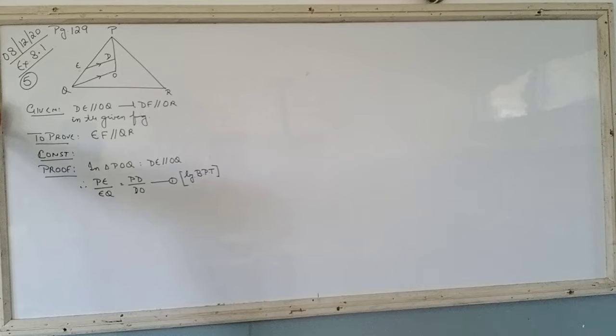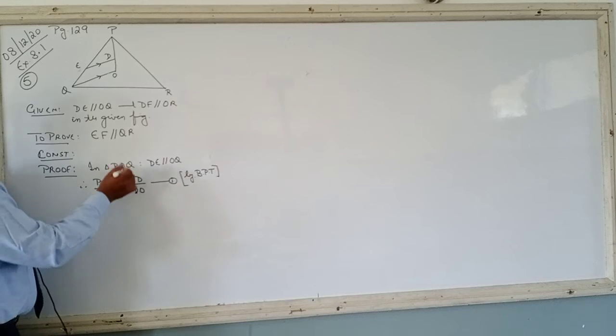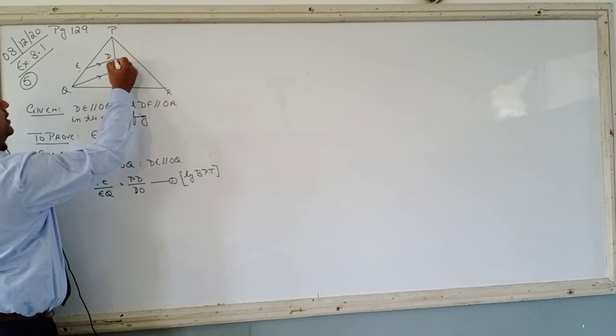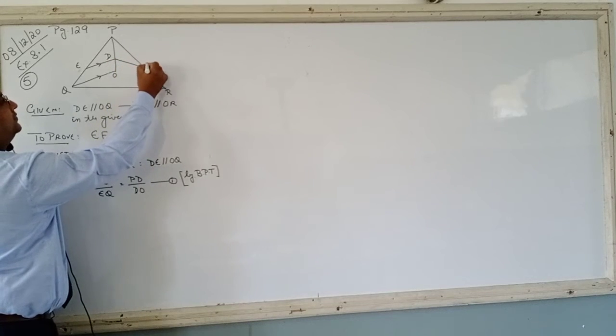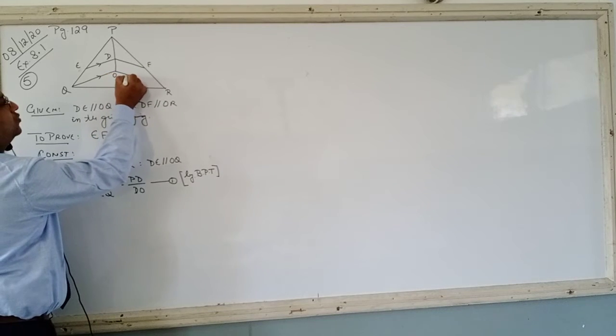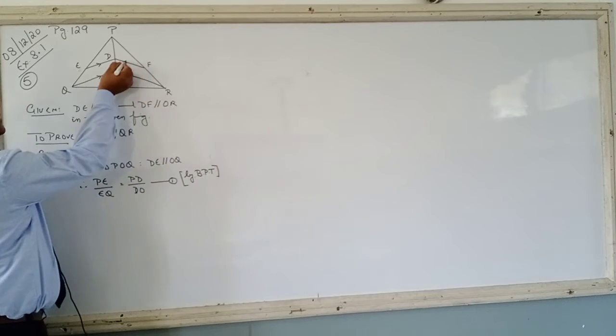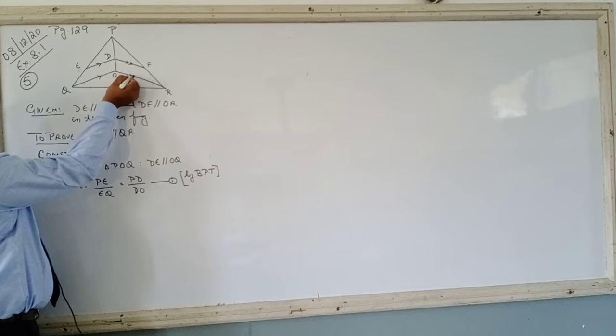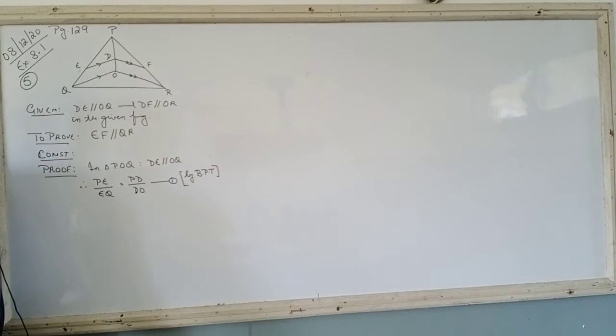Name of the theorem. Right. Now, next he says DF is parallel to QR. This is DF and this is QR. DF is parallel to QR. Can you see again two arrows are there?